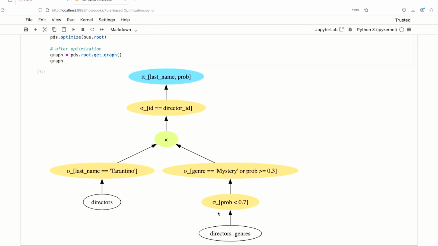Okay, but why is it a good idea to do something like that? Why is it a good idea to push down these selection operations towards the data sources? Yeah? I believe because the cross product is very expensive to compute. Yes, cross product has square complexity. We will get rid of that in a moment.